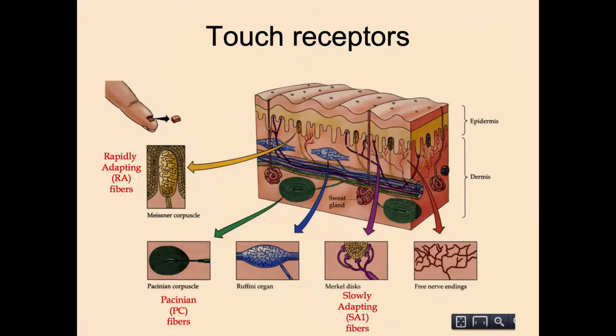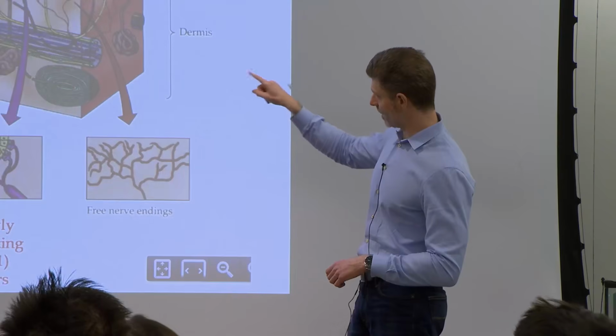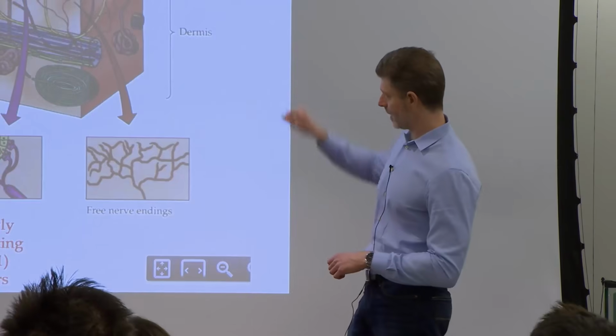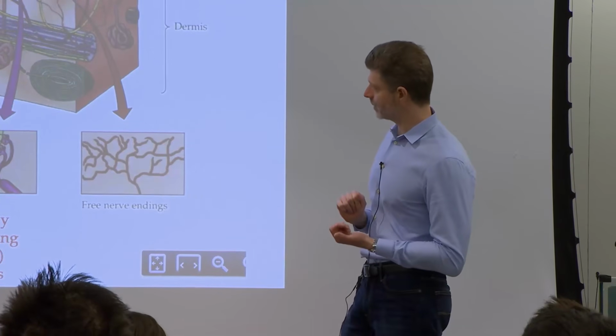Here's another picture that more or less shows the same thing. So this is a zoom in on a little chunk of skin in, say, the fingertip. And you've got these different receptor types that are situated at different depths within the skin.